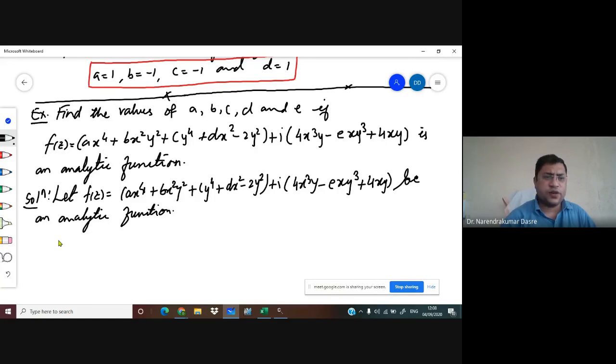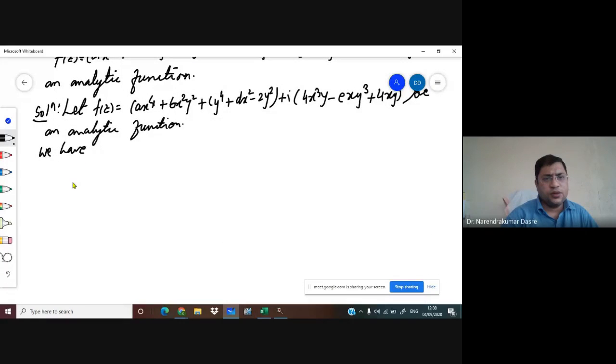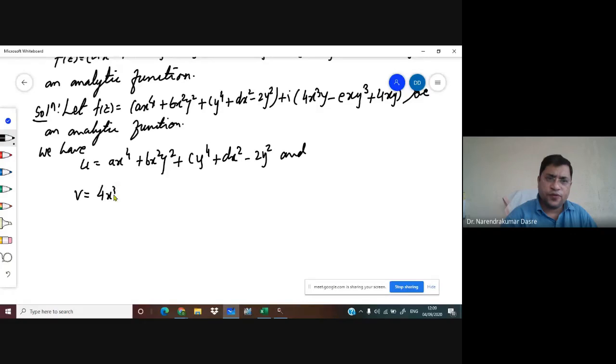Okay, so this is an analytic function, and hence we have... So what is the term I'll be having? I'll be having u is equal to ax^4 + bx^2y^2 + cy^4 + dx^2 - 2y^2, and v is equal to 4x^3y - exy^3 + 4xy.